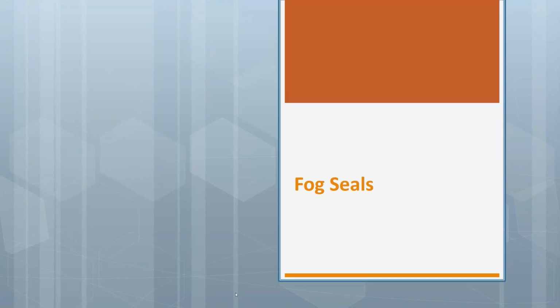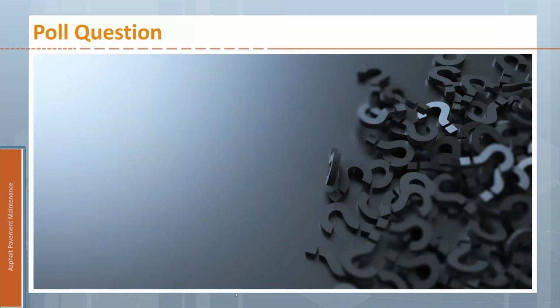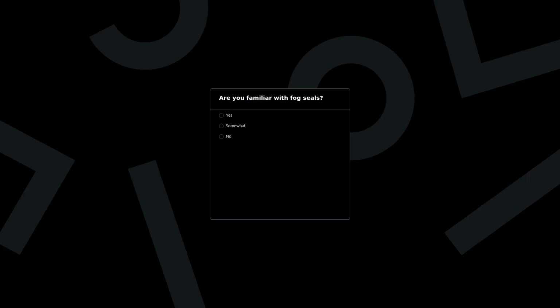All right, the first surface treatment that we're going to talk about is kind of the smallest, cheapest, easiest version. It's kind of a minor treatment that we can do. It's called a fog seal. So I am going to go to the poll question and get a gauge for how many of you are familiar with fog seals. All right, looks like most of those votes have come in.